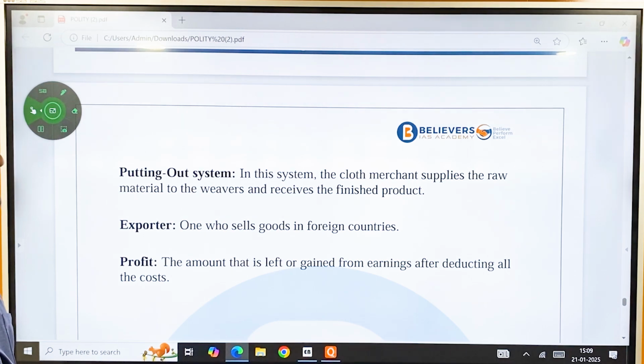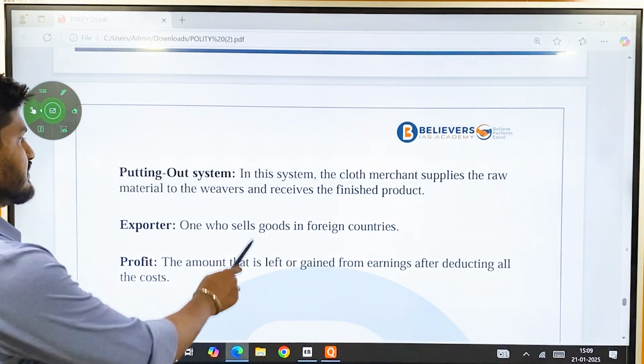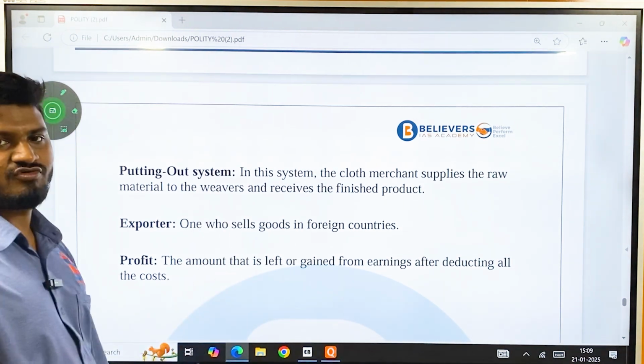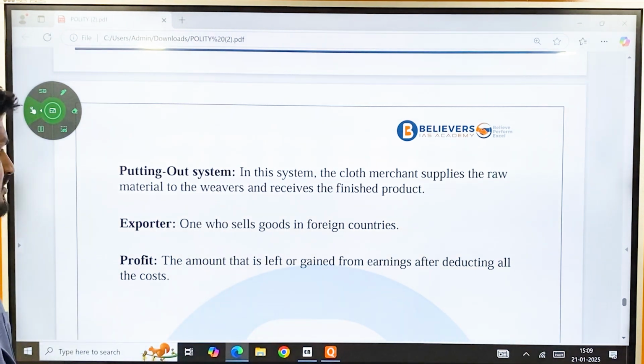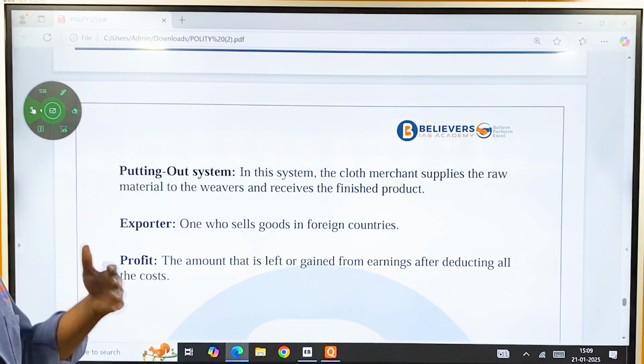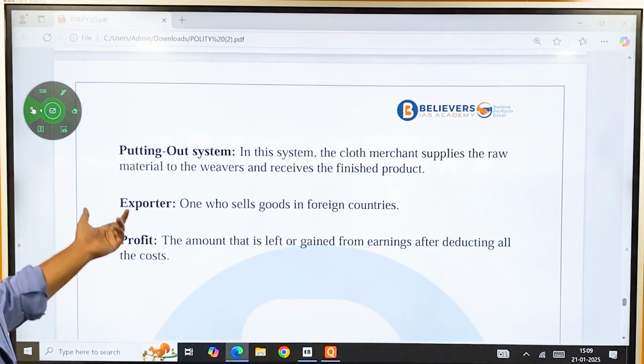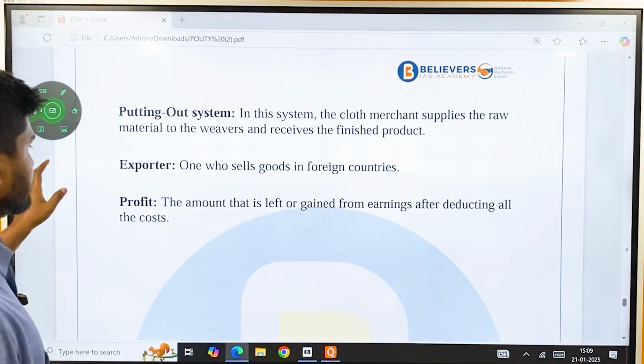Putting-out system. In this, the cloth merchant supplies the raw material to the weavers and receives the finished product. So these weavers get a certain meager amount for their work done. Then exporter, one who is going to sell goods out of the country to foreign countries. Profit is the amount left. We have discussed this thing.